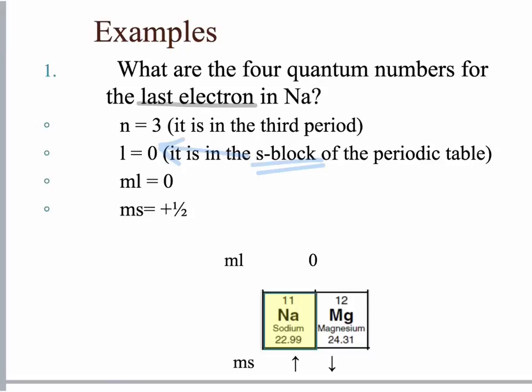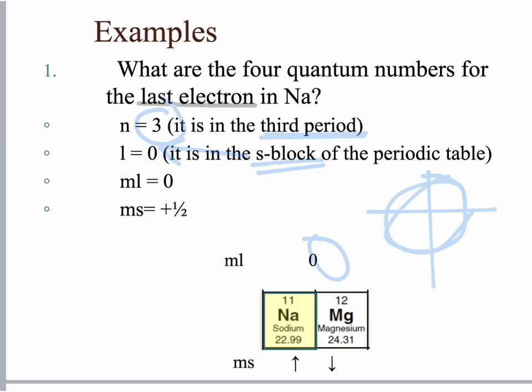So the next place we go is what is its principal energy level. Again, it's a main group element. Because it's a main group element, it's easy. It's in the 3rd period, so N equals 3. The M sub L is actually really easy for the S block too. The S block only has one orientation. Don't forget, it's a sphere shape.